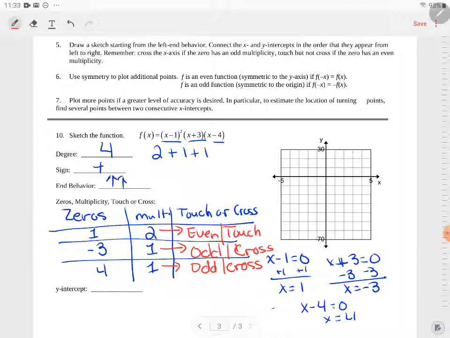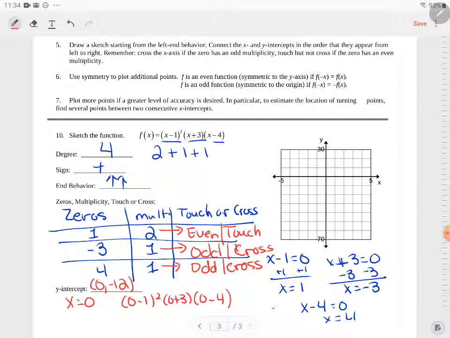Okay, the y-intercept is where x equals 0. So we're literally going to plug in 0. 0 minus 1 squared times 0 plus 3 times 0 minus 4. And I would pick up a graphing calculator to double check myself. So that's negative 12 times 1. So it's the point 0, negative 12.